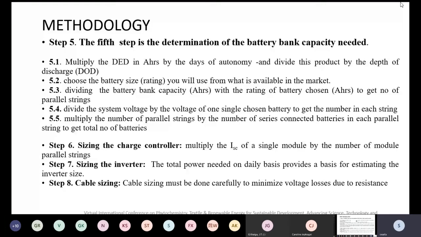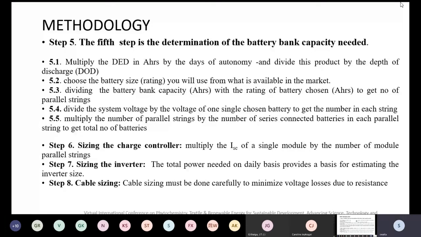Then we also need to know how many batteries are connected in series in one string. This is obtained using step 5.4 and 5.5. We divide the system voltage by the voltage of one single battery to get the number in each string. Then we multiply those two, 5.3 and 5.4, to get the total number of batteries you need, so that your system needs this number of batteries.